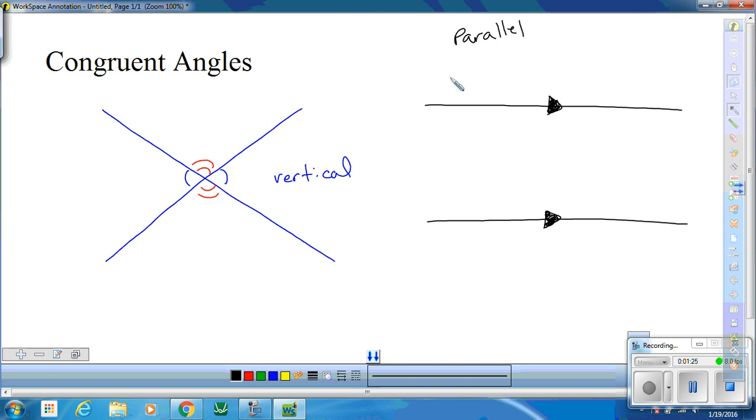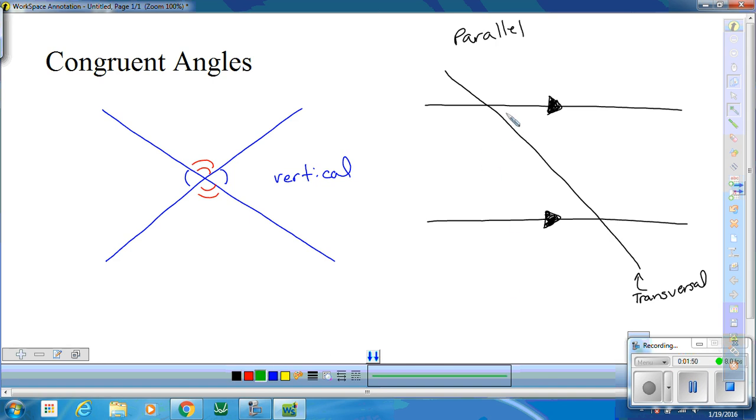If you have another line that comes across it and intersects those lines that are parallel, we call this a transversal, in case you have forgotten that. Transversal. And it does create a lot of angles at the parallel lines. Specifically, I get 4 up here, and I get 4 down here. And these angles have a lot of special relationships.